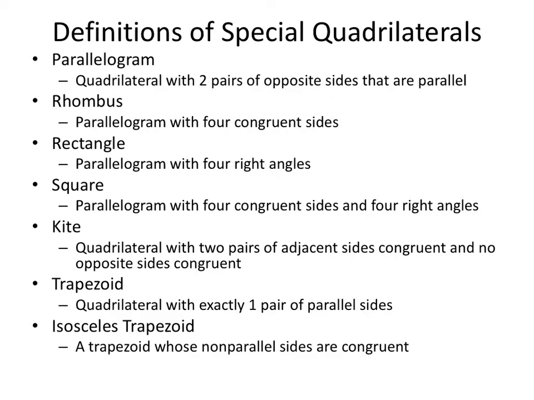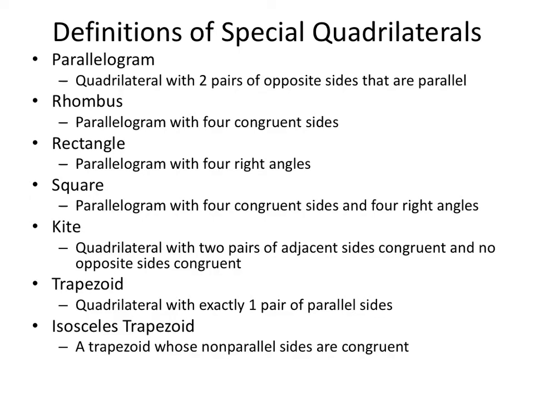So let's define what our special quadrilaterals are. First of all, we have a parallelogram. This is a quadrilateral with two pairs of opposite sides that are parallel. A rhombus is a parallelogram, so this is a subset of the parallelogram with four congruent sides. A rectangle is a parallelogram with four right angles. And a square is a parallelogram with four congruent sides and four right angles. So a square is both a rectangle and a rhombus, as well as a parallelogram. Rectangles may be squares, but they may not. Rhombuses may be squares, but they may not.